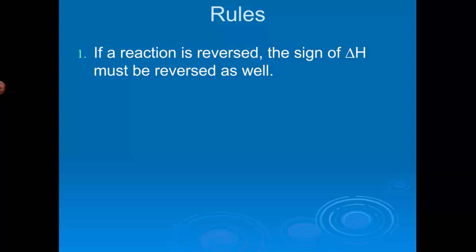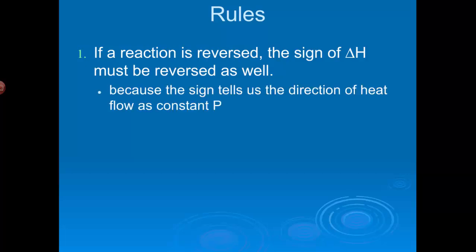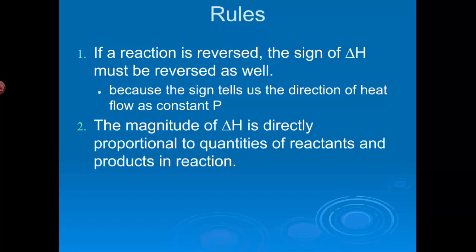The first rule is if a reaction is reversed, for example, if you have to manipulate some of these equations, and you'll see what that looks like in just a second. If you do flip one around, you have to change the sign of delta H. The sign tells us the direction of heat flow at constant pressure. So if you have a reaction that is producing heat and then you flip it around, you reverse it, well then it has to absorb that amount of heat in order to go in, so it becomes endothermic.